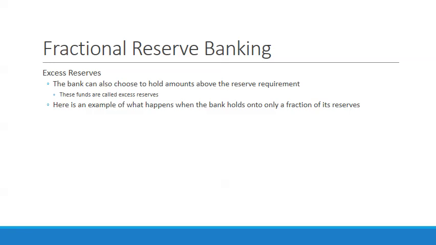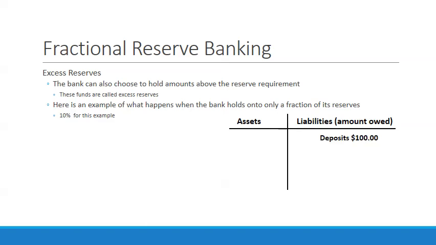So here's an example of what happens when the bank holds on to only a fraction of its reserves. If we use a reserve requirement of 10%, the bank must always have 10% of its deposits, of its assets, in the bank at all times. So when we look at the way it breaks down, the $100 is deposited into a bank. And so that means that the reserves are $10 and the bank can loan out $90. So that's what we're really saying here.